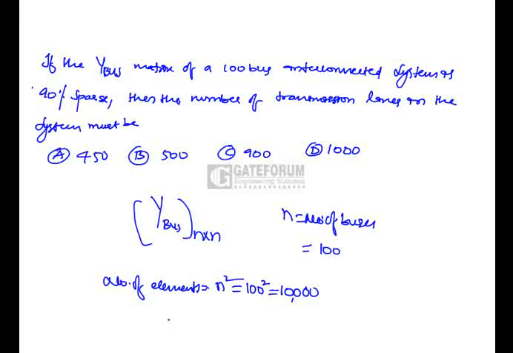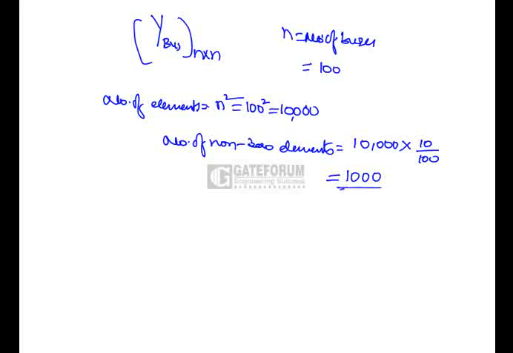Now this Y bus matrix is 90% sparse. What is sparse? If the element entry is equal to 0, and more elements are 0 in the matrix, then it is called a sparse matrix. So 90% is sparse, so the number of non-zero elements, that means only 10% of the Y bus matrix, is non-zero. So this is 100 into 100, that is 10,000 into 10%, so 10 by 100. So the number of non-zero elements is 1000.